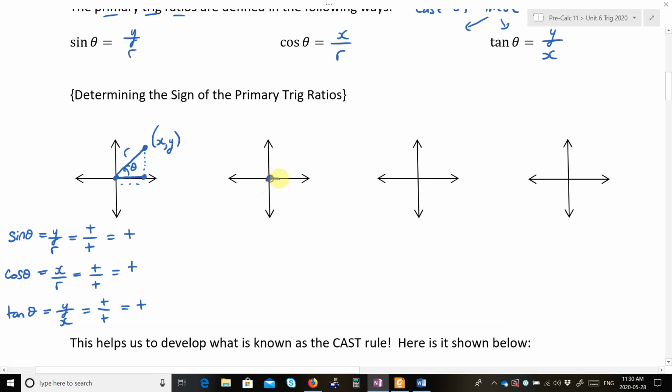Okay, so now we'll consider what happens when your angle is in quadrant 2. So you're off over here. We've got this point (x, y), and so now we're talking about this angle. And of course, that is r. Sine theta is y over r. The y-coordinate is still up like that, so the y is positive. The r is always positive. So in the second quadrant, sine theta is positive.